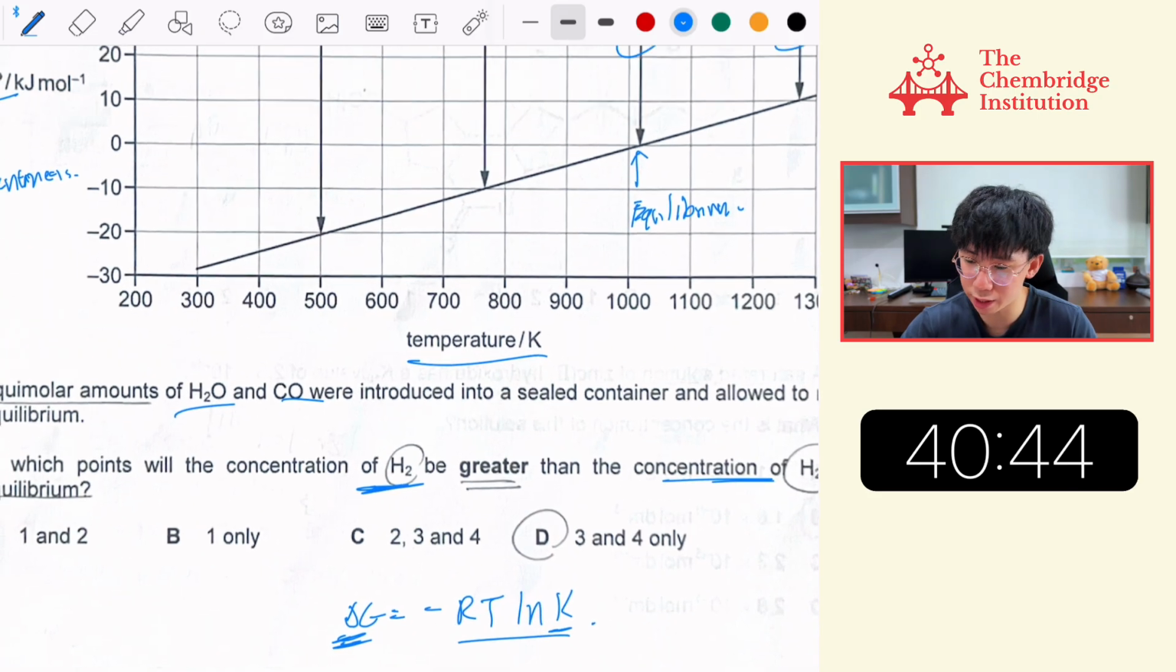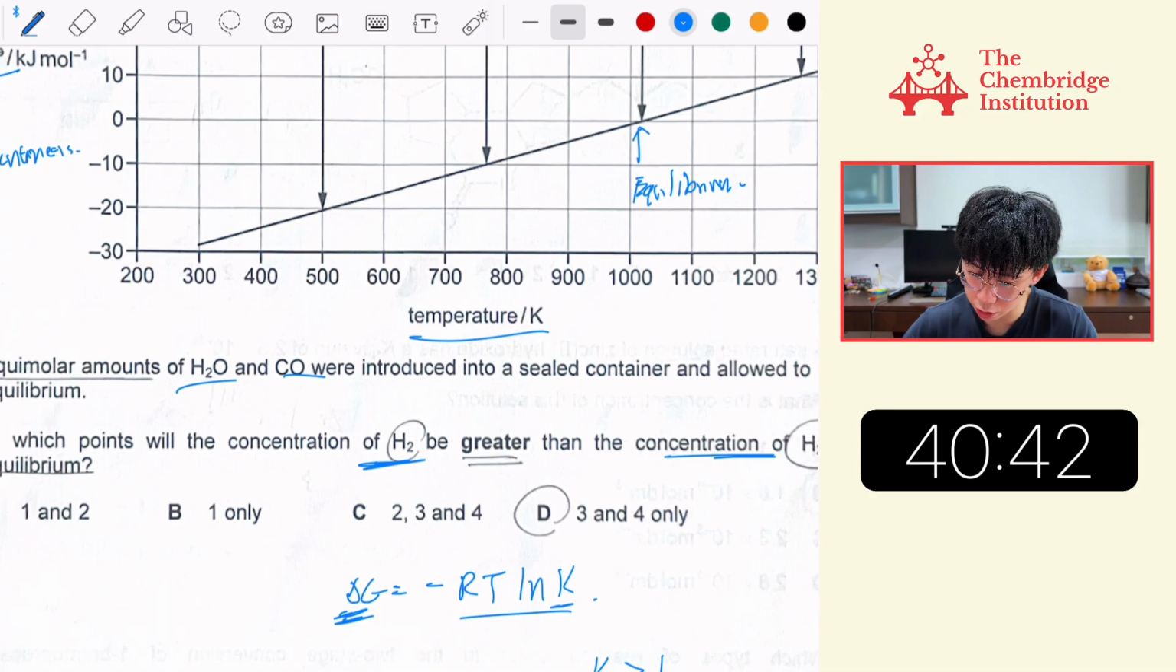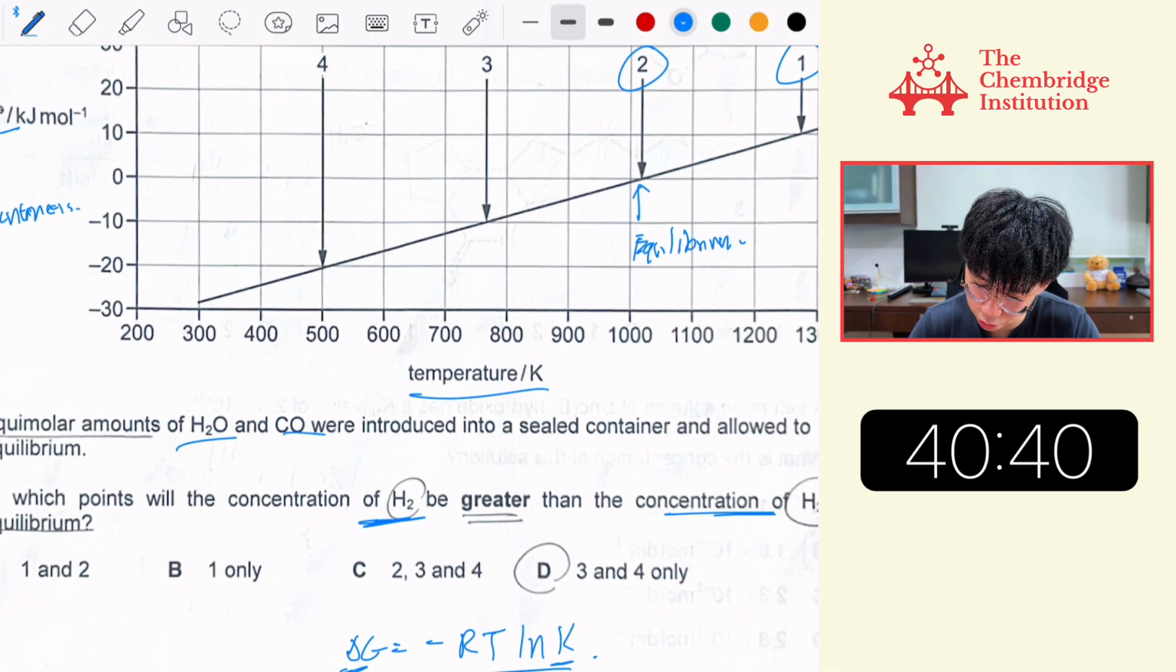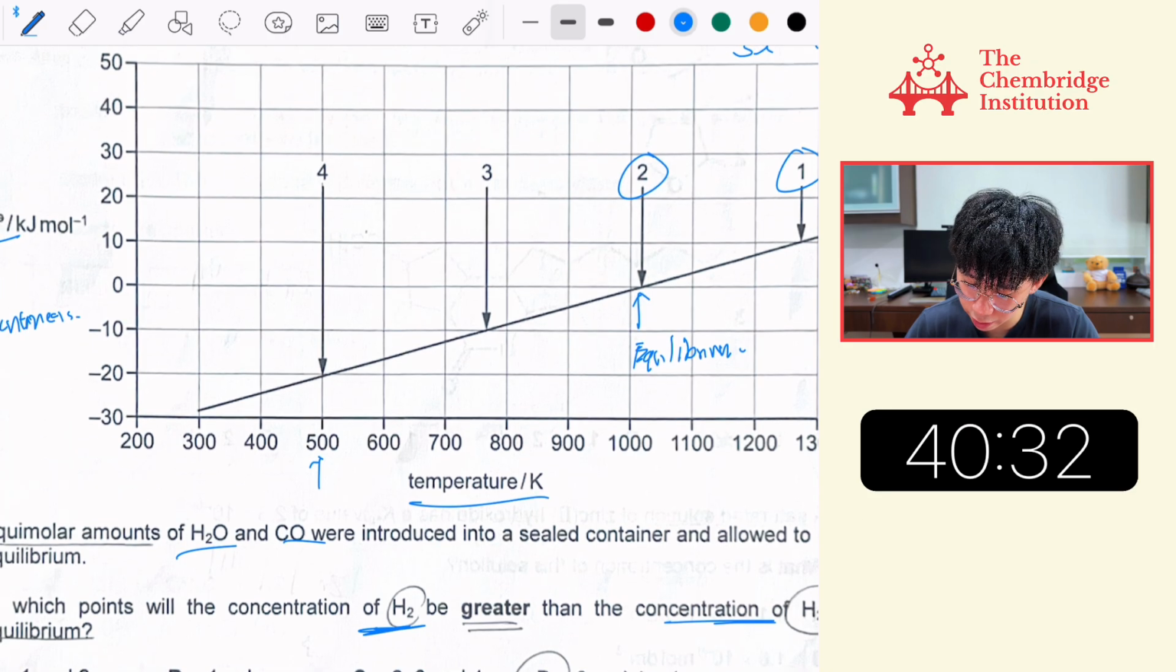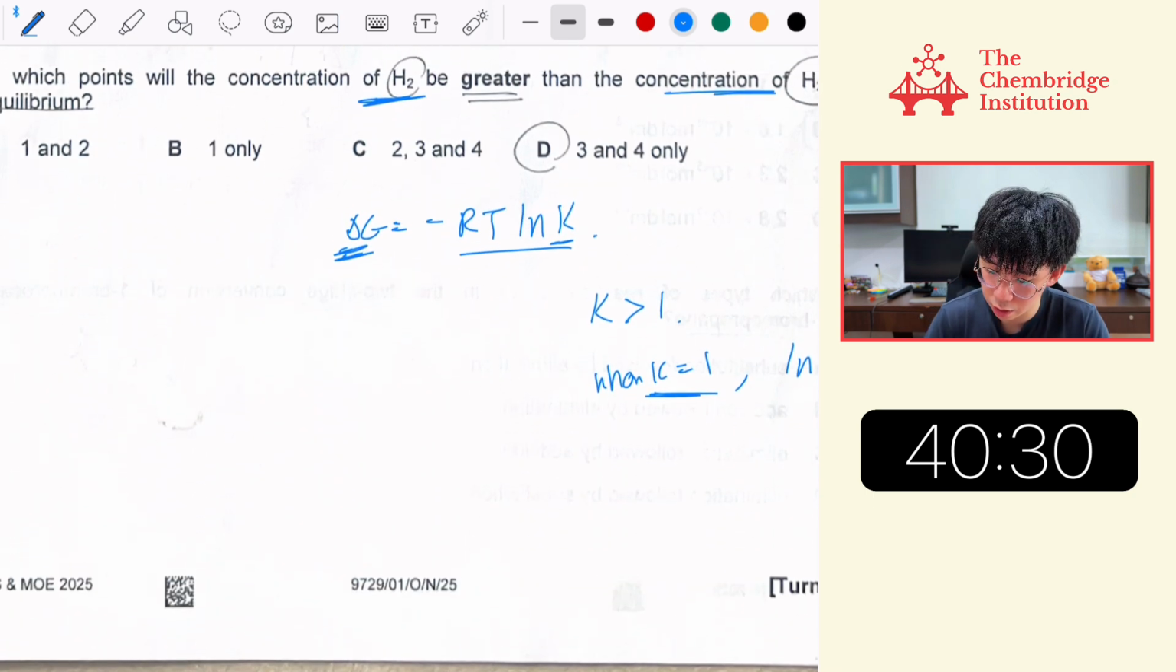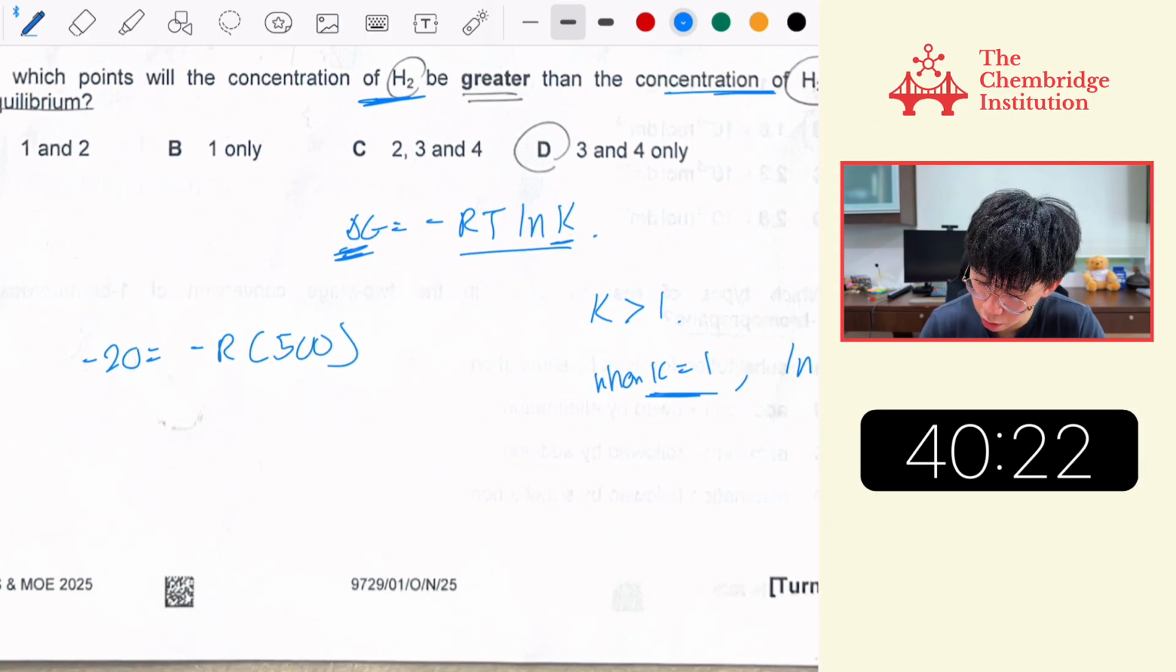Okay, another way, which I'll probably use because it's much easier, is I'll just calculate it straight up. So let's look at 0.4 for example. So 0.4 is 500K at negative 20. So negative 20 equals negative R, and then this is 500 temperature Kelvin, ln K. And I'll just calculate K over here.